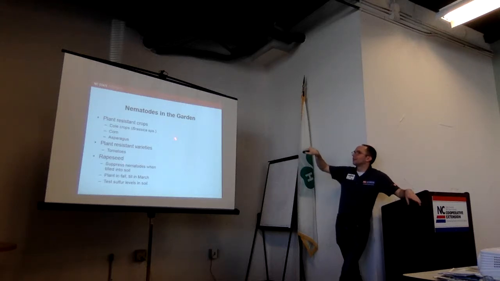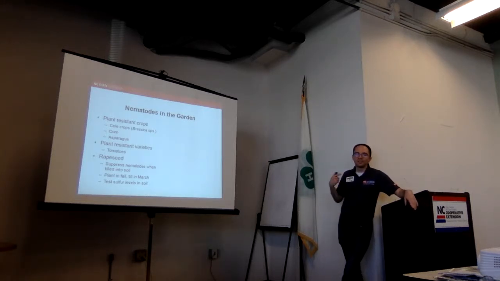Okay, so what can you do in the garden? If you're having consistent nematode issues, you can plant more resistant crops. The cold crops, so broccoli, kale, cabbages, are relatively resistant to a lot of nematodes. Corn and asparagus tend to suffer less. Just like there are tomato varieties resistant to diseases, there are tomato varieties resistant to certain nematodes. Certain forms of canola, when planted correctly, and I can get you an article about how to do this, can suppress nematode populations when incorporated into soil.